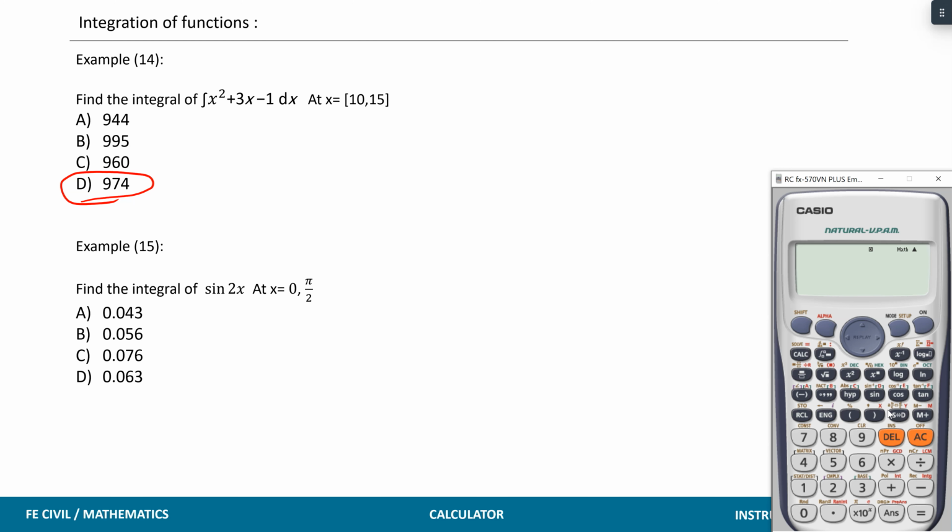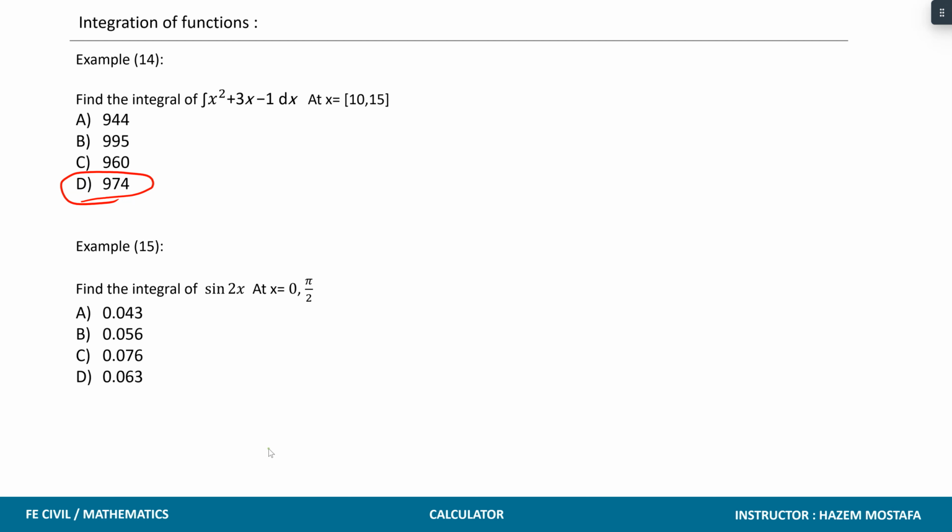The next one is sine 2x. Sorry, I forgot to add the integration from 0 to pi over 2, sine 2x, equals 0.043, which is solution A.